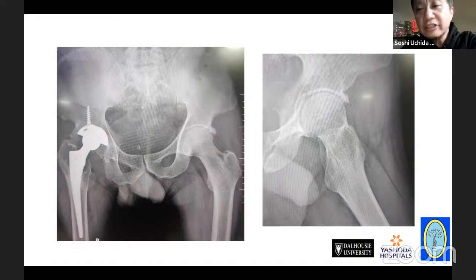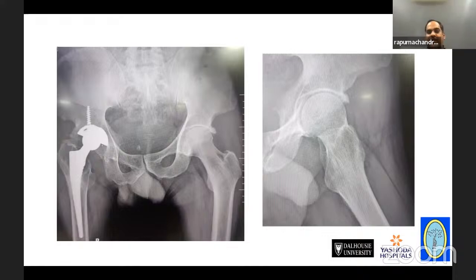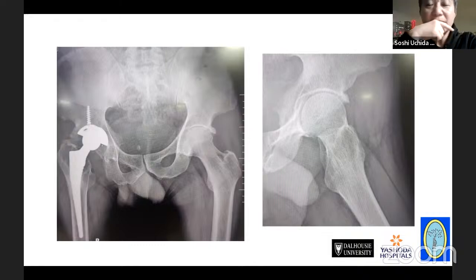The MRI, did you take an MRI? No, we tried taking an MRI, but because he had a total hip on the opposite side, there was too much artifact. As the X-rays look, the joint space still exists, but maybe there is severe cartilage damage in the joint, maybe total hip arthroplasty.